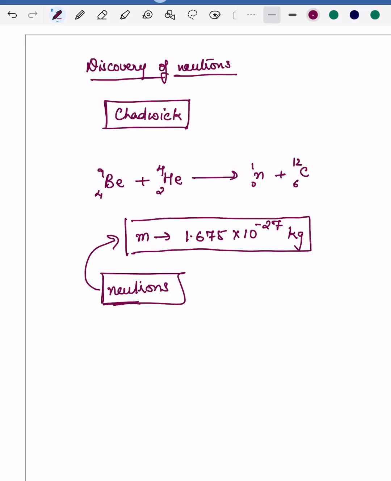So this is all that you have studied till now. We'll move on to the other atomic models in the next lecture.